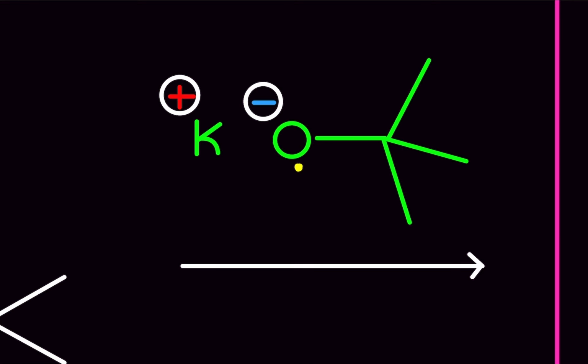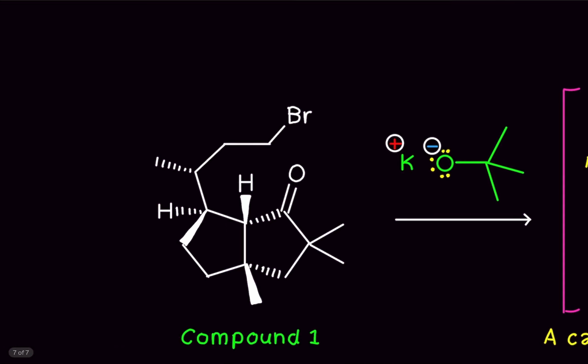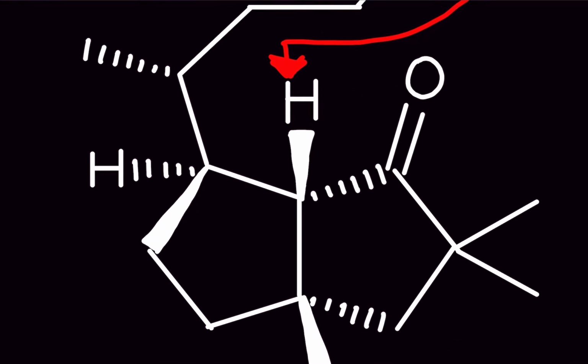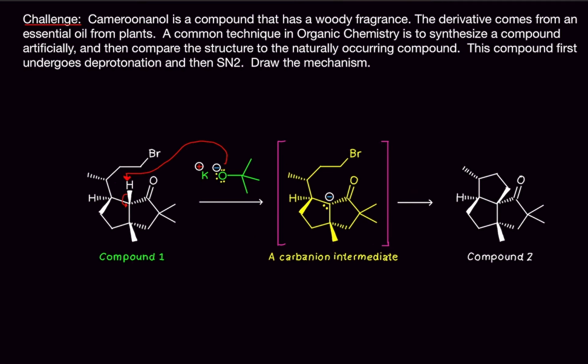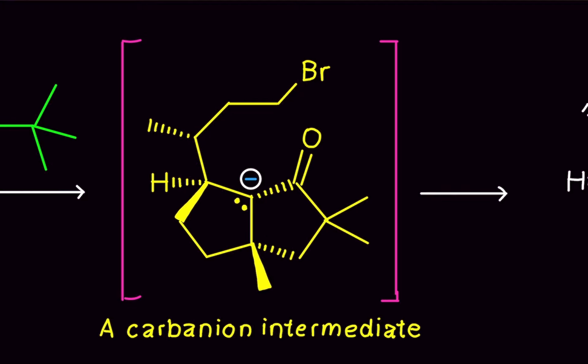So here's what's going to happen with the deprotonation. The electrons from the oxygen are going to come over and steal the hydrogen away from the molecule. That means that this bond will collapse and turn into electrons, which we're going to put right there. So this bond no longer exists and will turn into electrons, right there. That is how we get this carbocation intermediate.